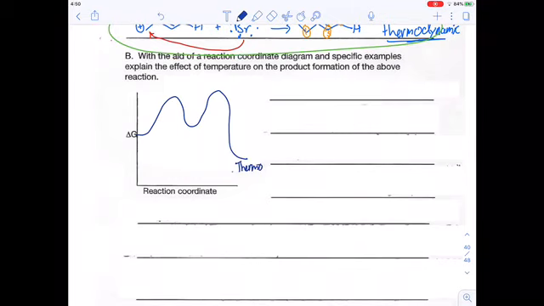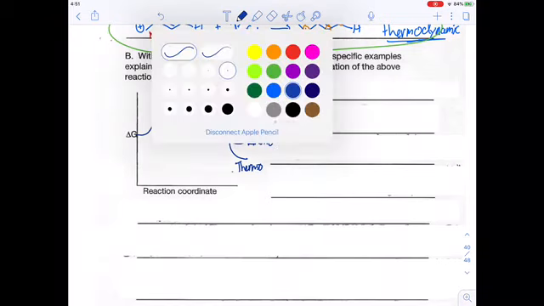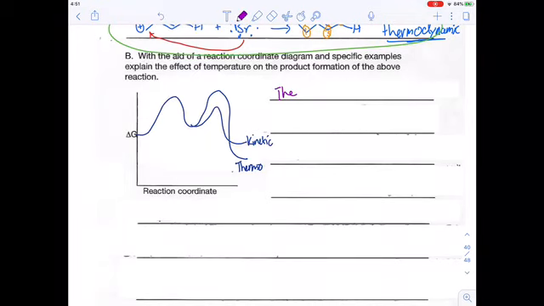So the kinetic diagram is going to look like this, where this is the thermo, and then this is the kinetic. The kinetic is going to have the smaller activation energy, but the higher finishing delta G, whereas the thermo is going to have the higher activation energy and the lower delta G because it has the more stable product, but it's harder to reach.